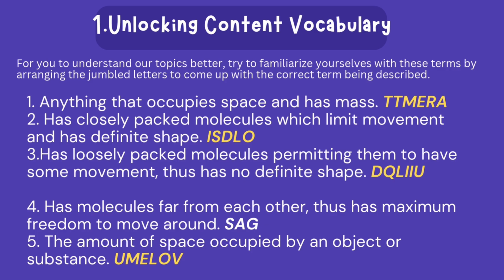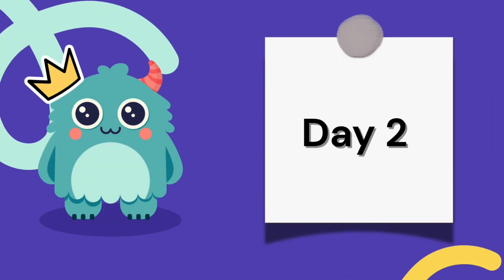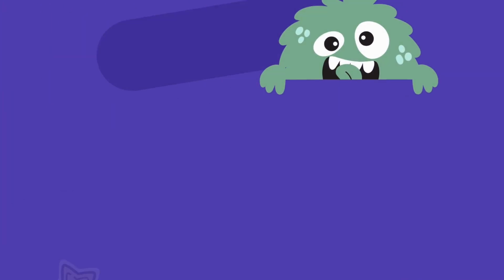Number four, has molecules far from each other, thus has maximum freedom to move around. We call that gas. And lastly, the amount of space occupied by an object or substance, we call that volume. All right, are you ready and are you set for another learning for this week? Let's start our day 2.